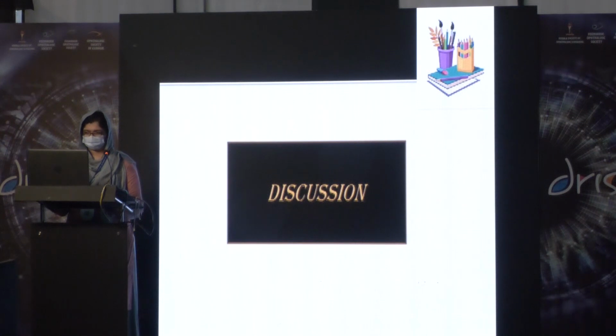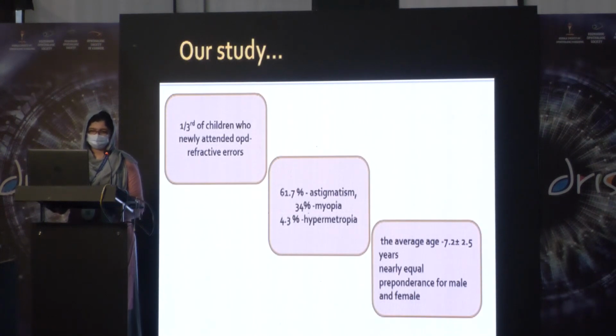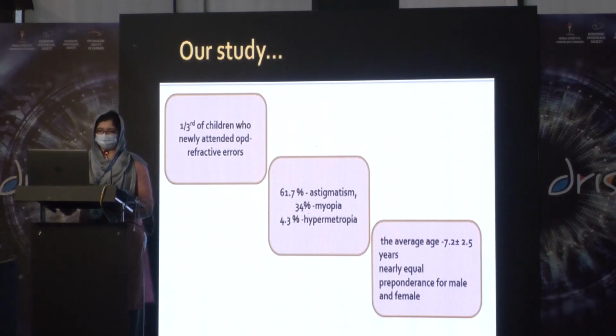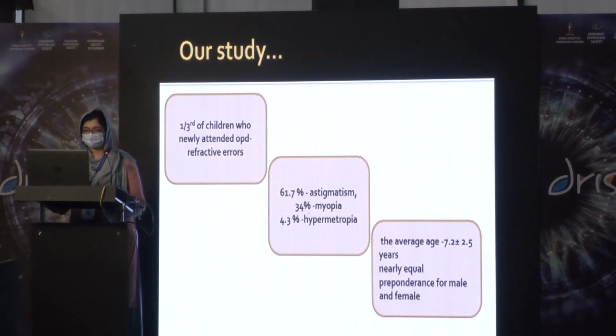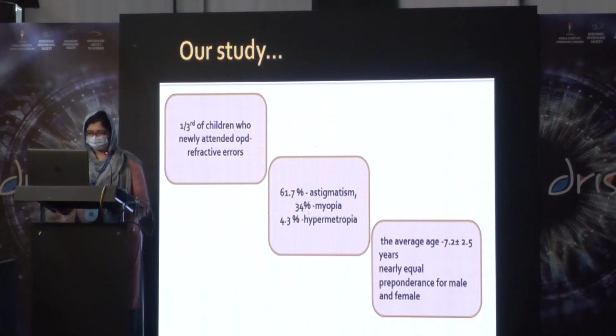Coming to the discussion. In our study, it was found that one third of the children who newly attended the OPD had refractive errors, among which 61.7% was astigmatism, 34% was myopia, and 4.3% hypermetropia. The average age was 7.2 plus or minus 2.5 years, with nearly equal preponderance for male and female.